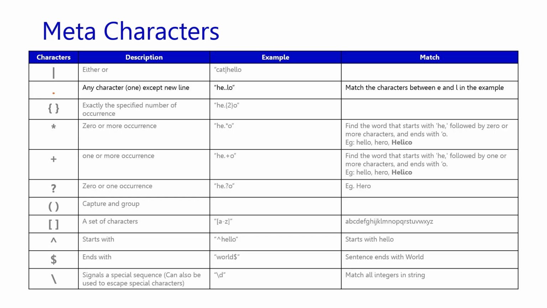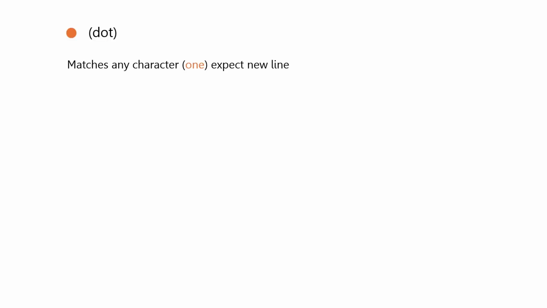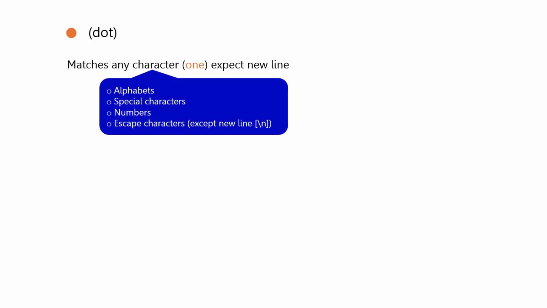Welcome back. In this lesson, we're going to talk about another meta character, which is dot. The dot will always require special attention. The dot is probably one of the oldest and also most widely used meta characters. The idea of dot is that it will match any one character except a new line.